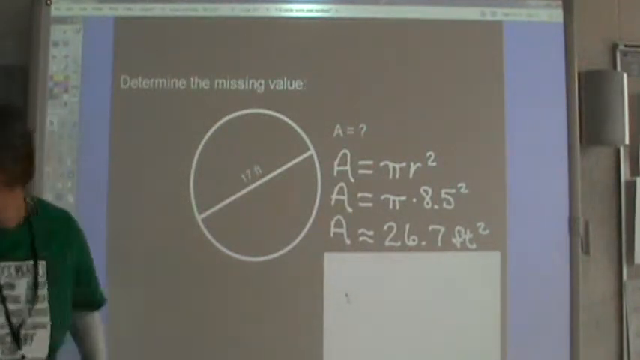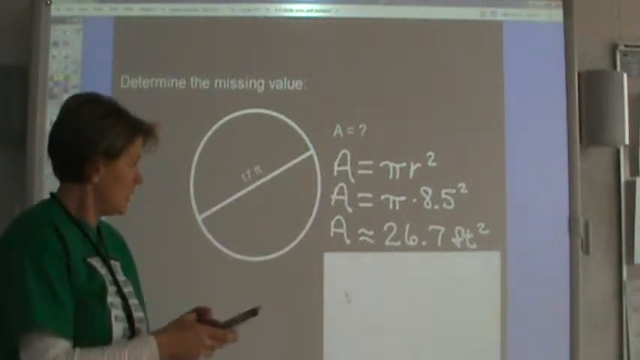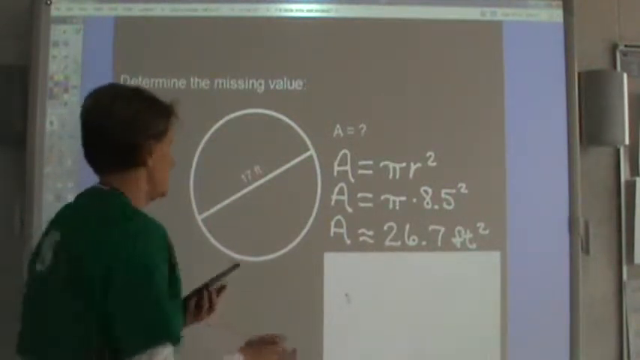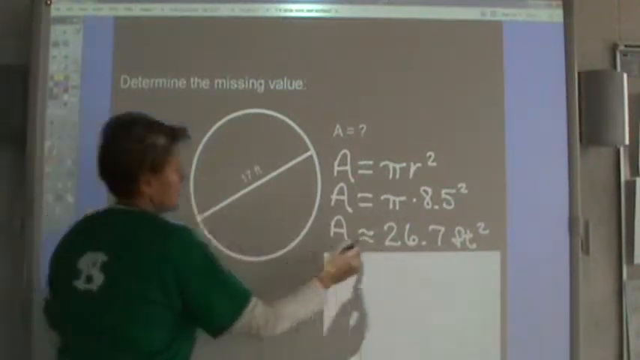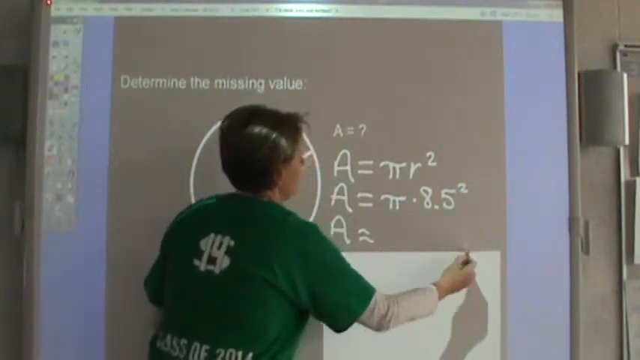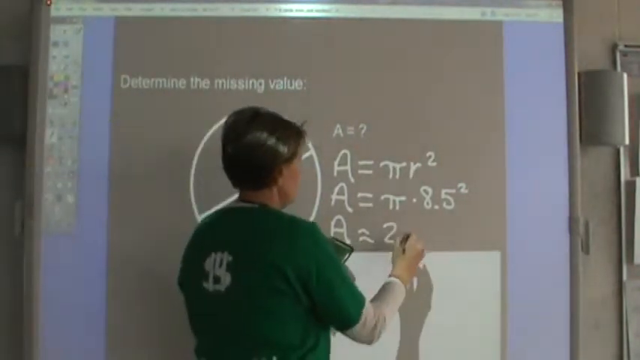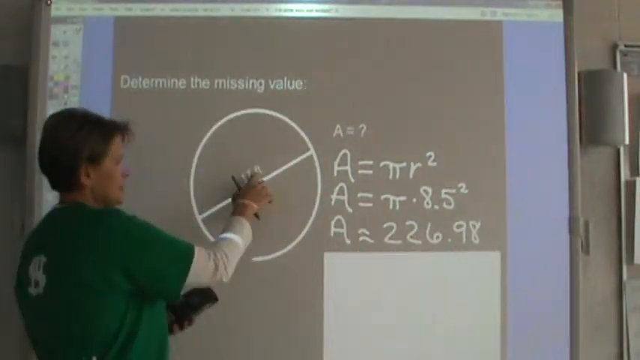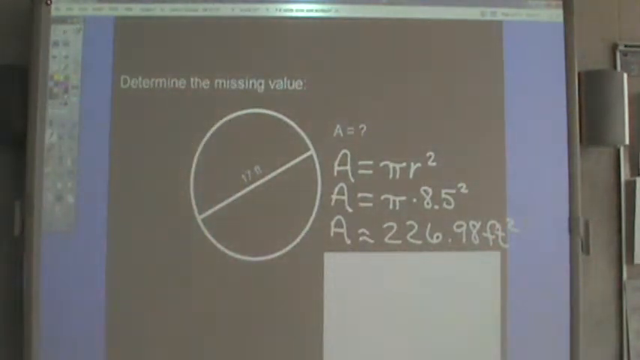That's not right. Let me check that. Should be pi times 8.5 squared. Yeah, that's definitely wrong. I think I forgot my number there, so let's erase that. And we'll put in the correct answer, which is 226.98. And then it's feet, and when we're doing area, the label is going to be squared.